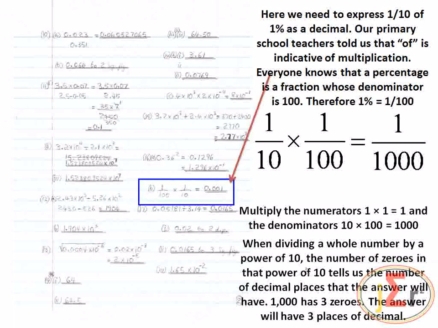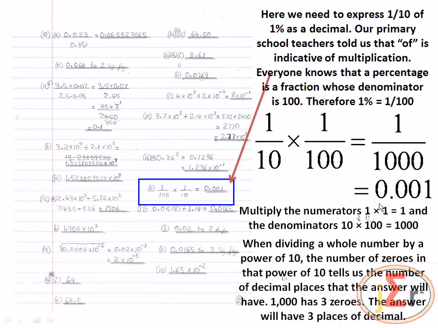When dividing a whole number by a power of 10, the number of zeros in the power of 10 tells us the number of decimal places that the answer will have. 1,000 has 3 zeros. The answer will have 3 places of decimal. Notice that we have the point here 1, 2, 3. How many zeros? 1, 2, 3.